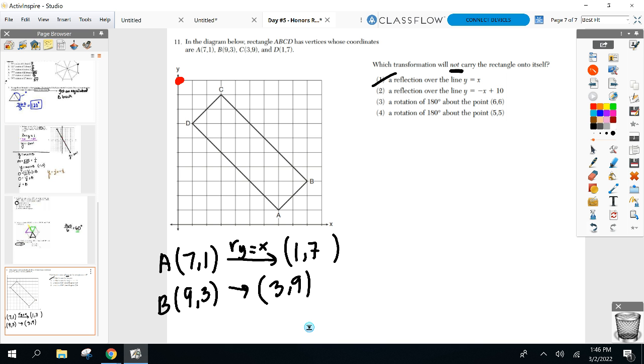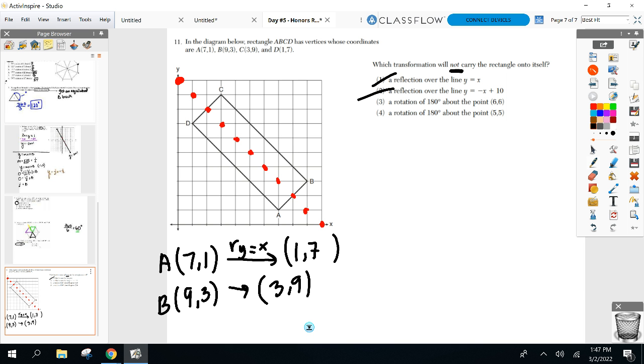Negative 1. So I can go down 1 over 1, down 1 over 1, down 1 over 1. So I want to reflect it through this line right here. Where's A going to go if I reflect it over that line? Pretend you're folding it over. It's going to go to B. Where's C going to go? Am I going to get a new rectangle out of this? Nope. So this carries it onto itself. Son of a gun.